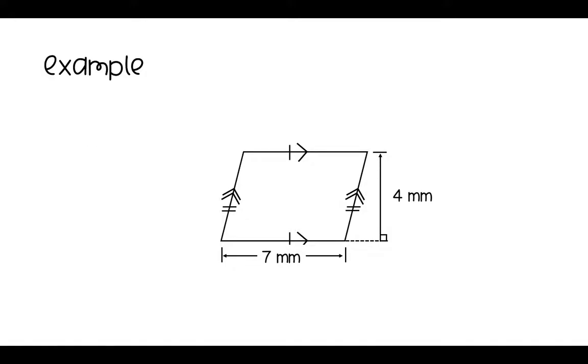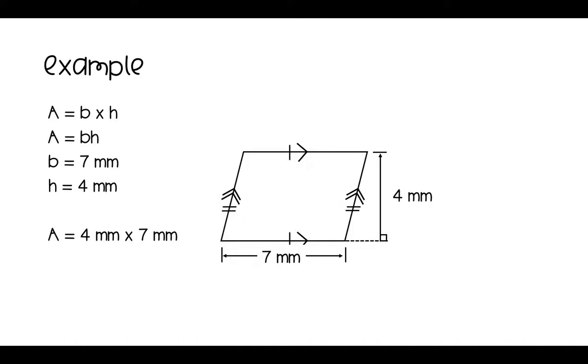Let's do some examples. So let's look at 7 millimeters and 4 millimeters. So again, area equals base times height. I've copied that. Area equals base times height. Base is our 7 millimeters. Our height is our 4 millimeters because it's at a right angle. So our area equals 4 times 7, which gives us 28 millimeters. Oops, and this should have millimeters squared here. So millimeters squared because again we're doing area, so it's squared units.